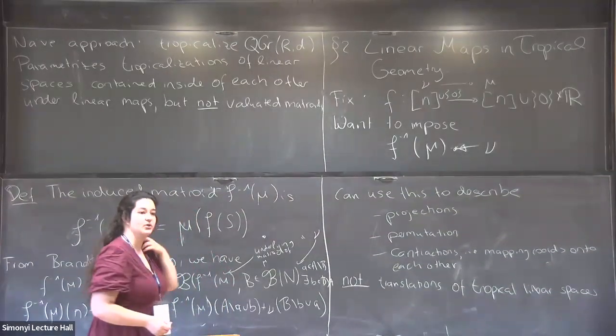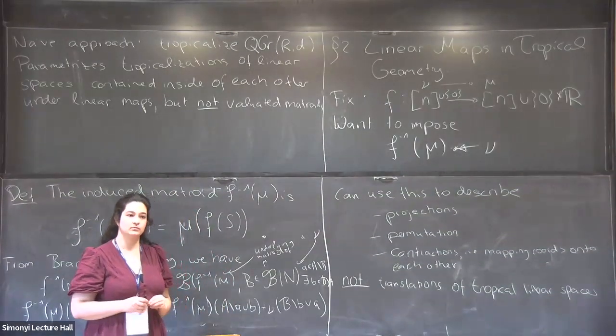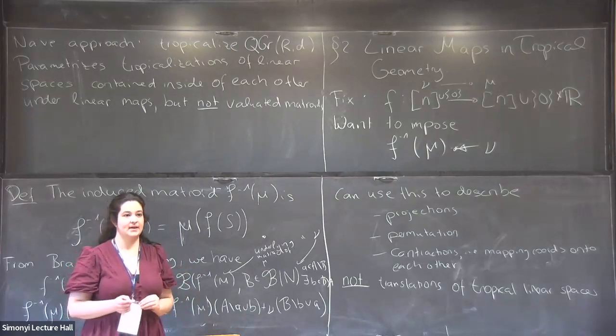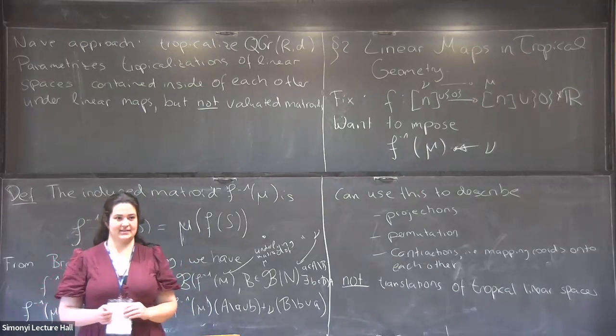Can I ask a question? Sure. In the classical setting, the instance relation is imposed on the image, but here it's on the inverse. So how do I understand that difference?